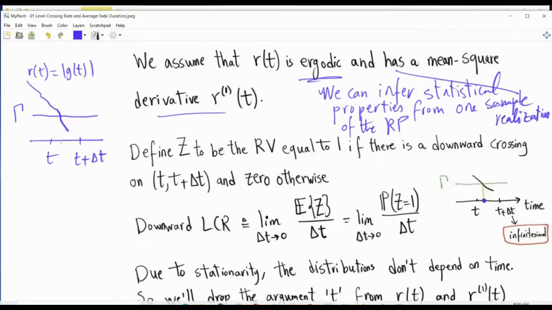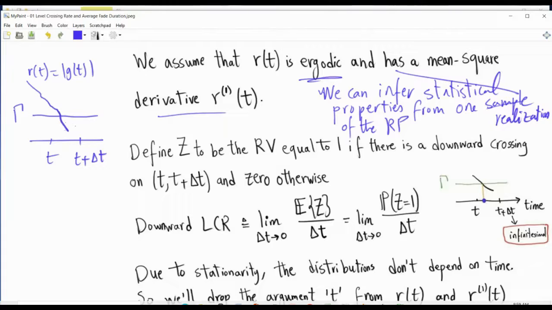So here we have a crossing, and again we assume that delta t is small enough. This process may go up and then go down again, but we assume that delta t is small enough and that our process is not changing too quickly, so that over a very small period of time, the probability of having more than one downward crossing is negligible.